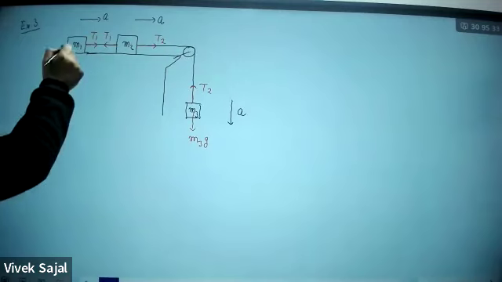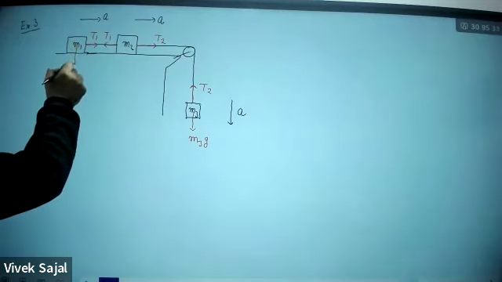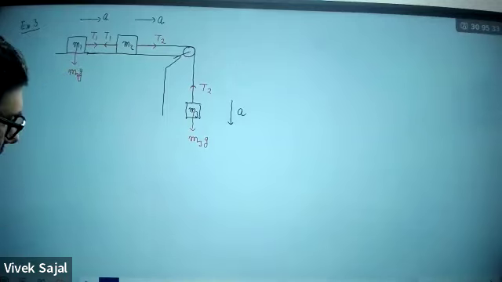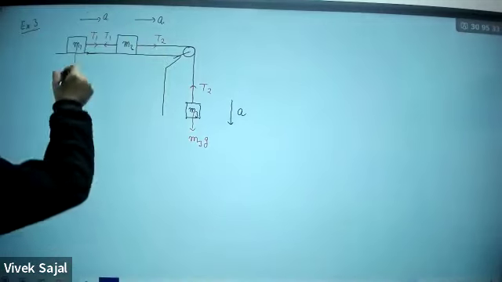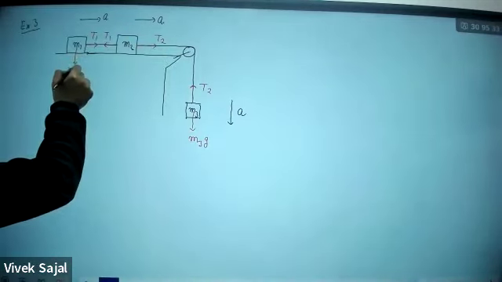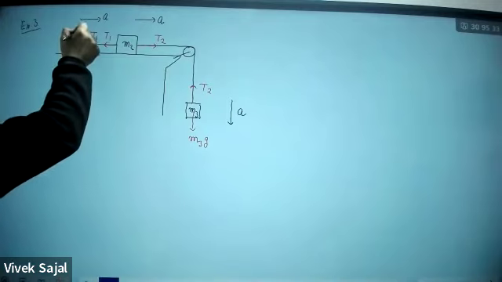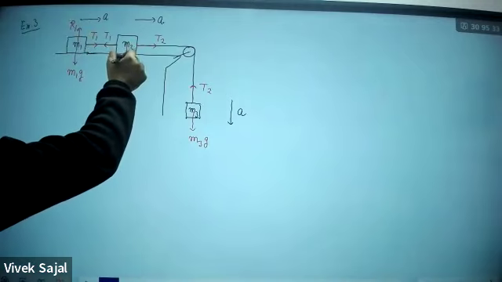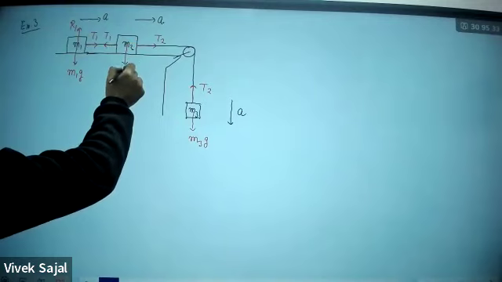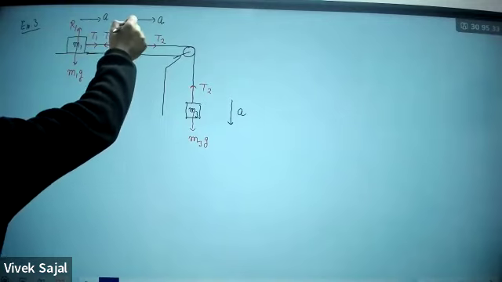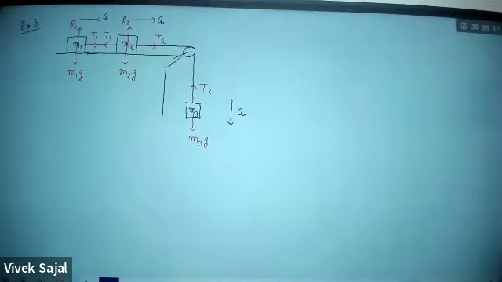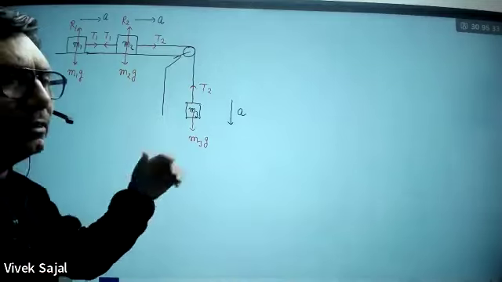T1. If you look at their masses, the weight of this M1 block is acting in the downward direction, M1G. Normal reaction is there, R1. M2G, that is acting in the downward direction. And normal reaction is here, that is R2. So this is the situation, okay? All the forces I have shown here.